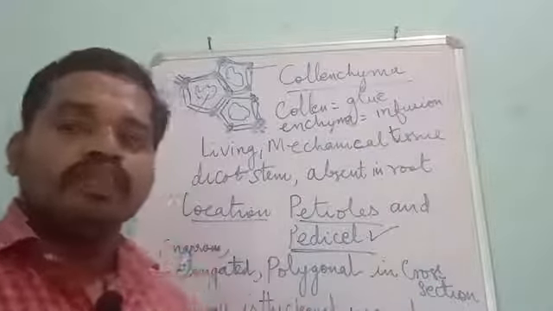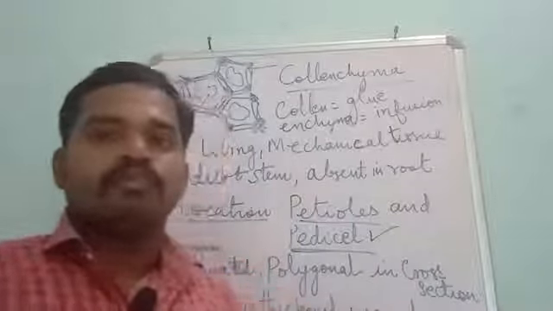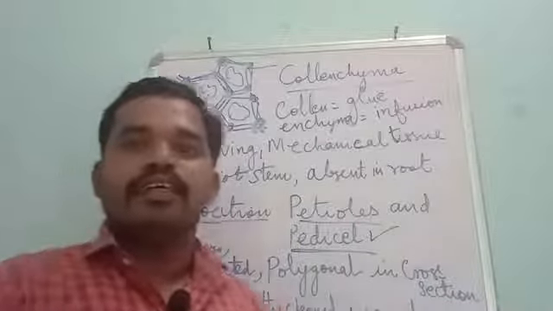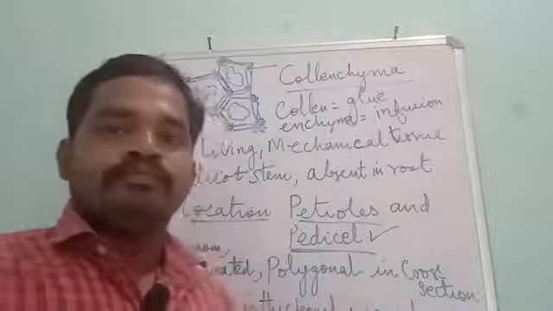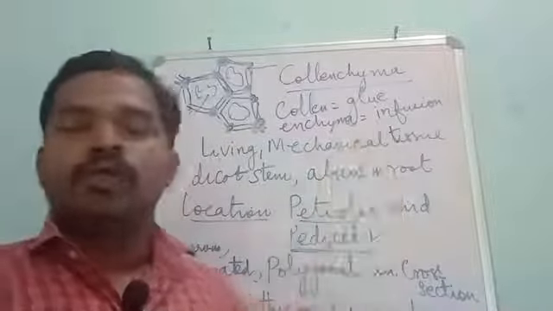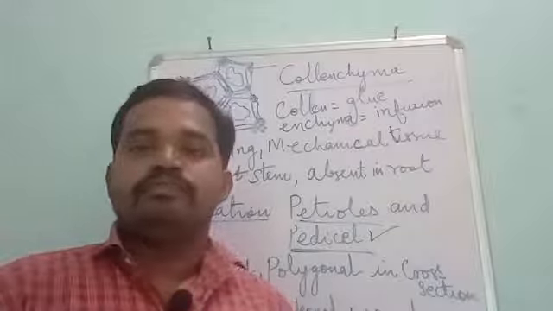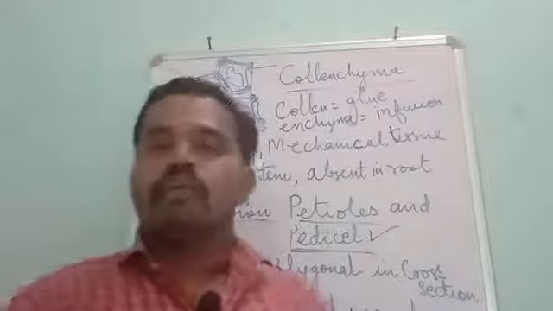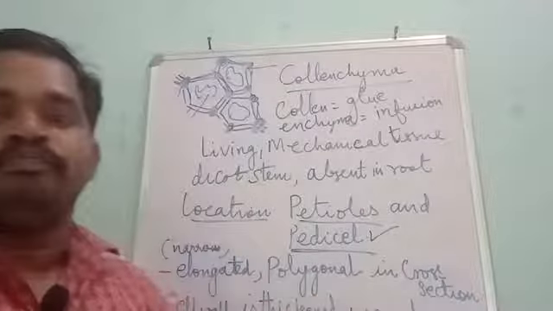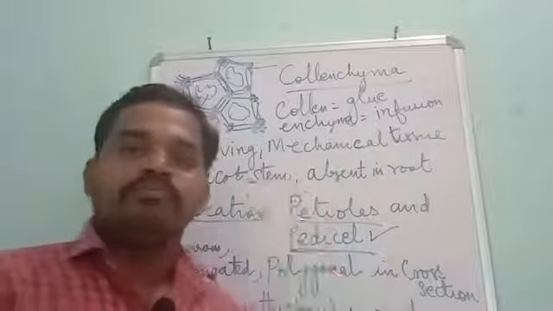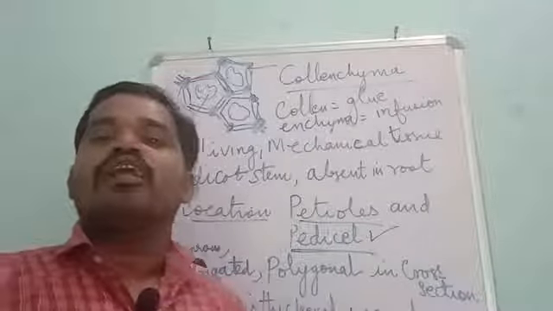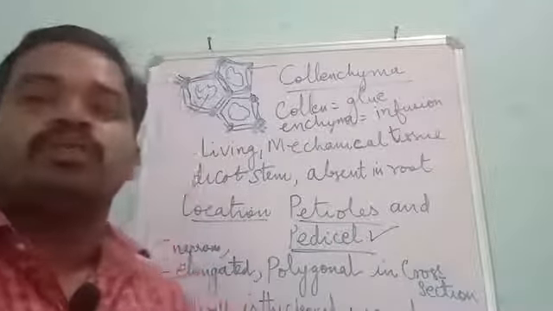Where do we get this word Collenchyma? The word is derived from the Greek language. Colla means glue and enchyma means infusion. The cells are infused to give mechanical support. It's a living tissue providing mechanical support to the plant.